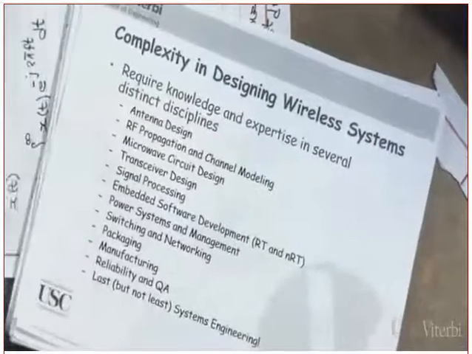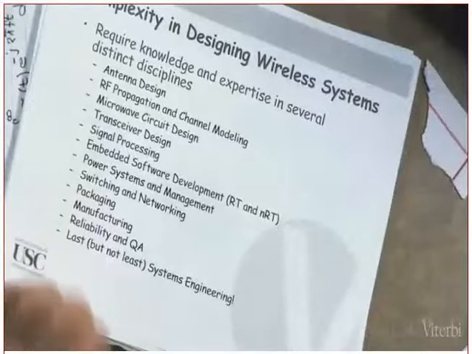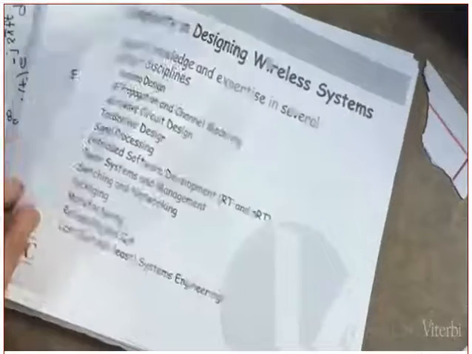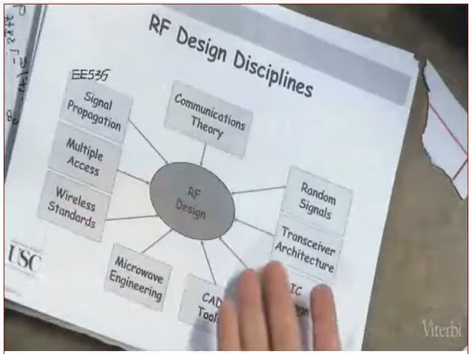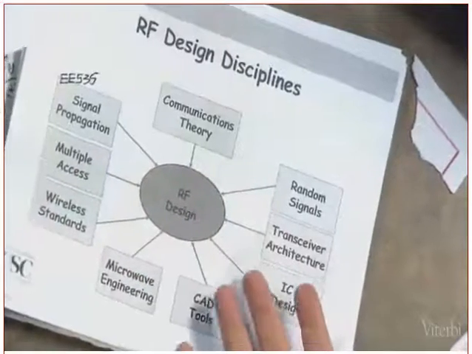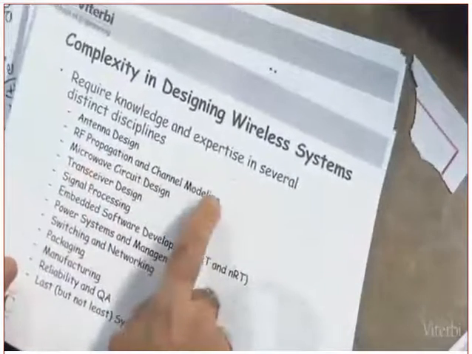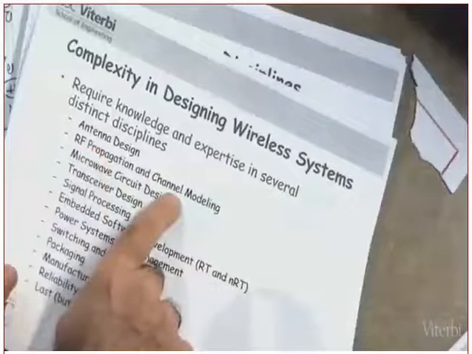Now, why is RF so complicated? I think I showed you this last time. It is very complicated because you require knowledge of many aspects of the field. You need to know a little bit about antennas, propagation, and channel modeling. Again, as I told you, these are separate courses.